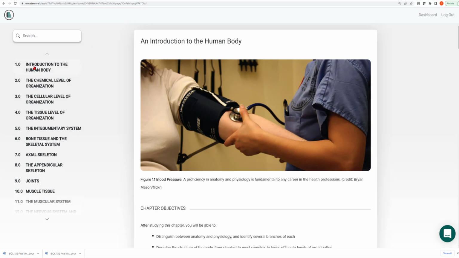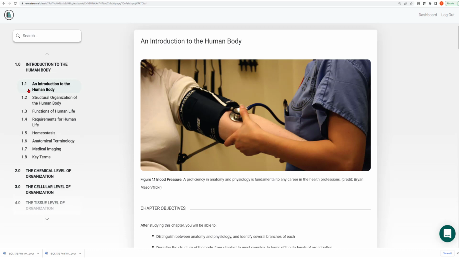As we get started, here we are in the Blossom, the chapters are over here. We're going to be talking about Chapter 1, Introduction to the Human Body. And as we look at that, we realize that there are seven sections of this textbook. The last section is just the key terms, basically the glossary for the chapter.